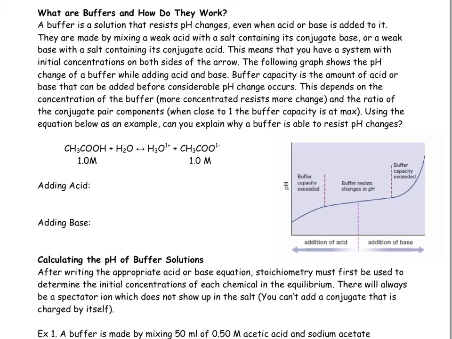A buffer is a solution that resists pH changes even when acid or base is added to it. We use two of these to calibrate our pH meters during the Ka of ethanoic acid lab. They are made by mixing a weak acid with a salt containing its conjugate base, or a weak base with a salt containing its conjugate acid. This means that you have a system with initial concentrations on both sides of the arrow.